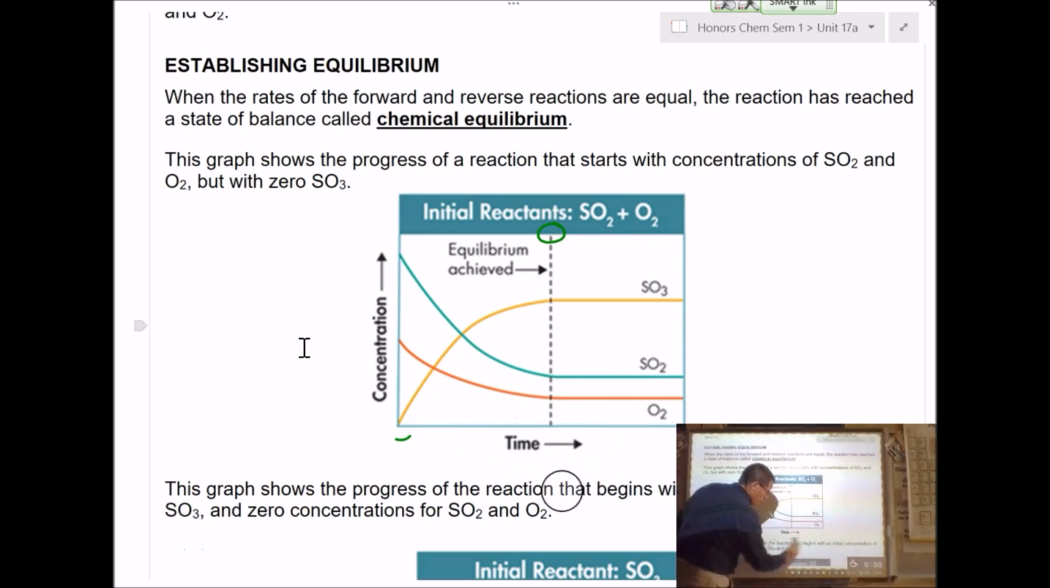And what's really cool as well, and this is a huge AP concept, is that equilibrium happens at the same time. In other words, it's not like, okay, O2 is going to get into equilibrium, then here comes SO2, and then finally SO3. Nope. They all get into equilibrium at the same moment in time. Pretty wacky.